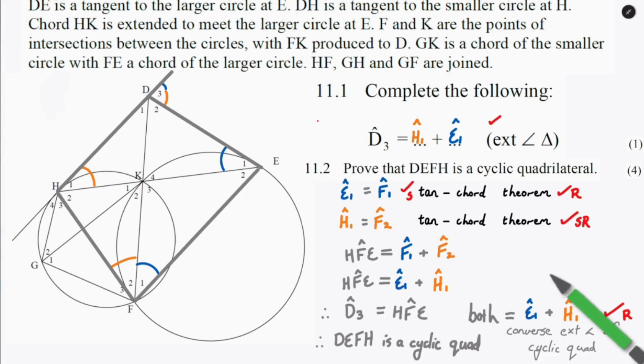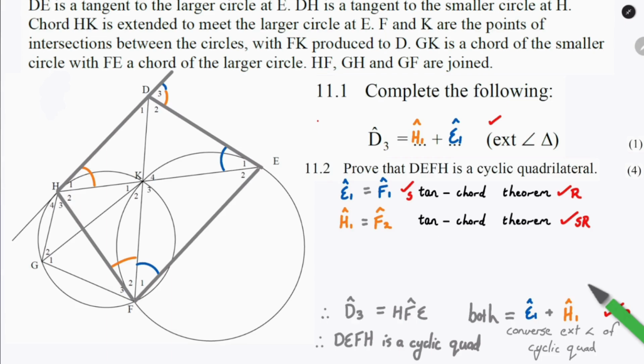And wrapping up these two questions, we get 1 mark for the correct sort of inputs over here: statement, reason, statement and reason, as well as your reason of converse exterior angle of cyclic quad. So you could have even left this out. This was me overcomplicating things a little bit. I just wanted to show you it a little bit more in depth.